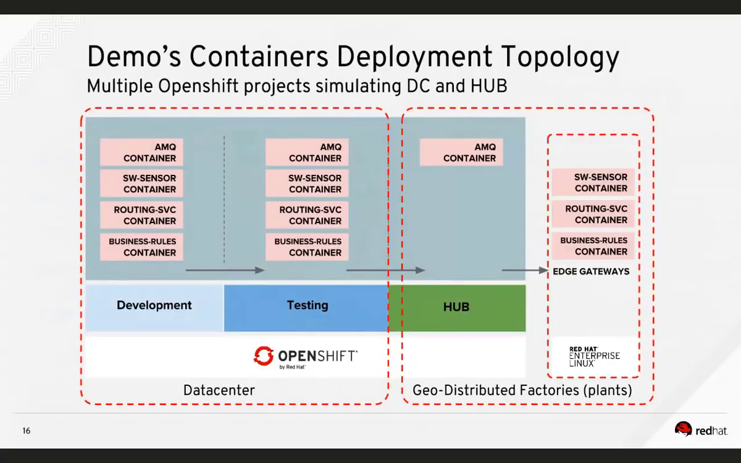As you can see, we have 4 containers running on the development environment and the testing environment, where the containers are built through Jenkins pipelines and tested. We also have a hub project on the same OpenShift platform, simulating the factory's hub. This project will handle only the MQ broker containers for receiving the data from the edge, basically. As we'll see in a few moments, the final edge deployment of the remote Red Hat Enterprise Linux is handled through an Ansible service broker feature of OpenShift.